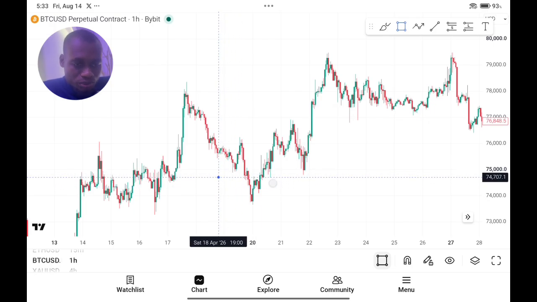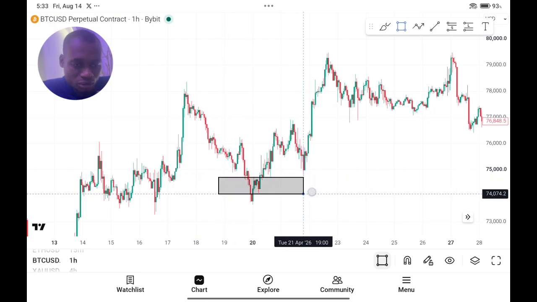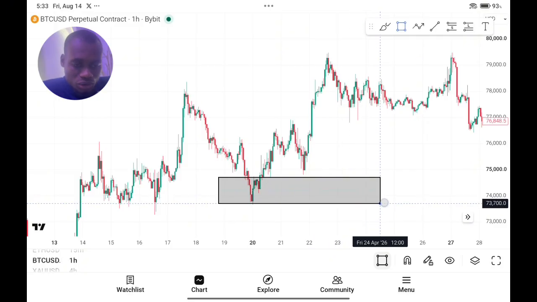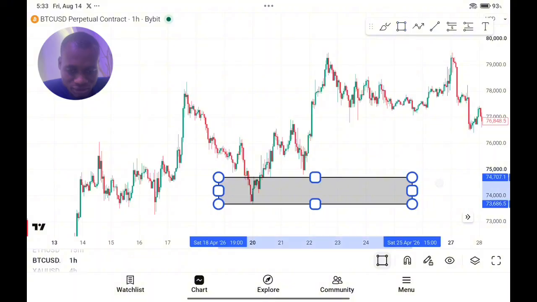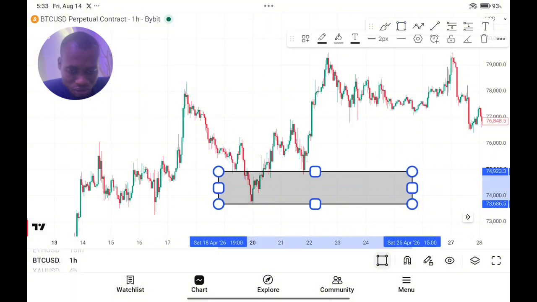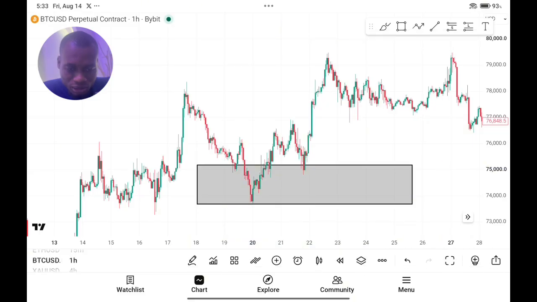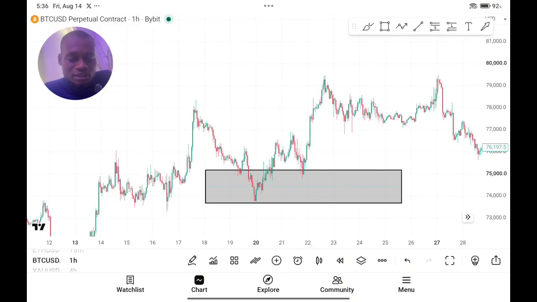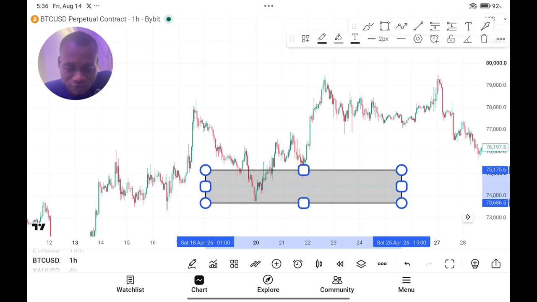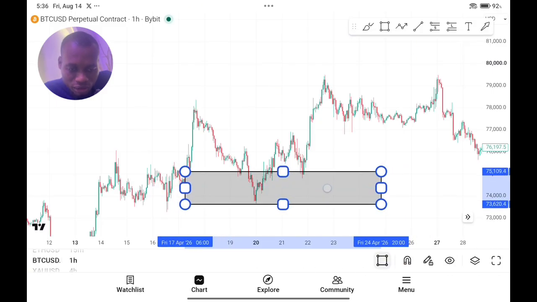So let me pick my rectangular tool. I've just spotted an order block between $74,000 and $75,000. So price formed an order block here. We are going to identify the liquidity in this 1 hour time frame. Price is currently at $74,000 to $75,000. So I draw an order block here to pick out the liquidity zone.